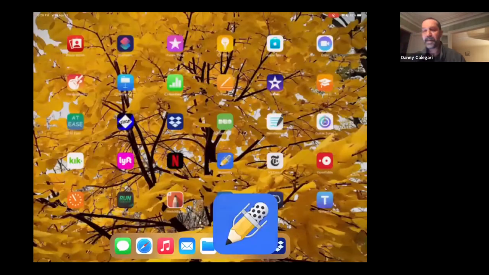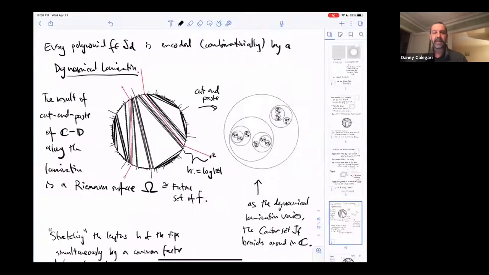All right, so let's move back to some mathematics. Well, that was mathematics, but let's talk in a little bit more detail about what we're talking about. So every polynomial f is encoded combinatorially by a dynamical lamination. That's this picture here.